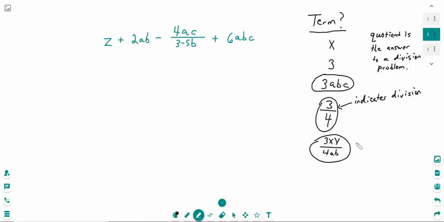Now, you might think of this top 3xy as being a term all by itself. Generally, we don't do that if it's in a division problem. So we consider this division problem to be one full term, even though you might argue it looks like there's a term on the top and a term on the bottom.